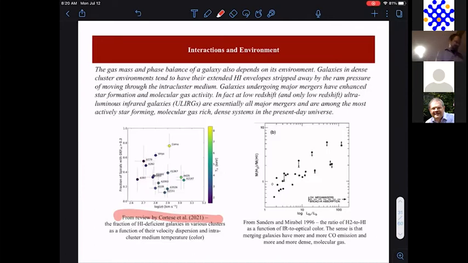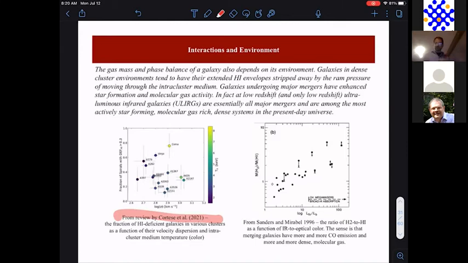Someone should really make a newer version of this plot, but I looked and I could not find one. So the other thing that can have an enormous effect on the breakdown of phase and mass in your ISM is, of course, whether you have rammed into another galaxy.